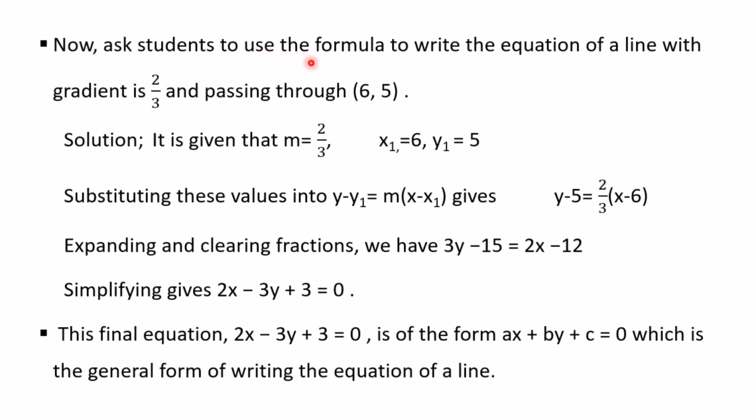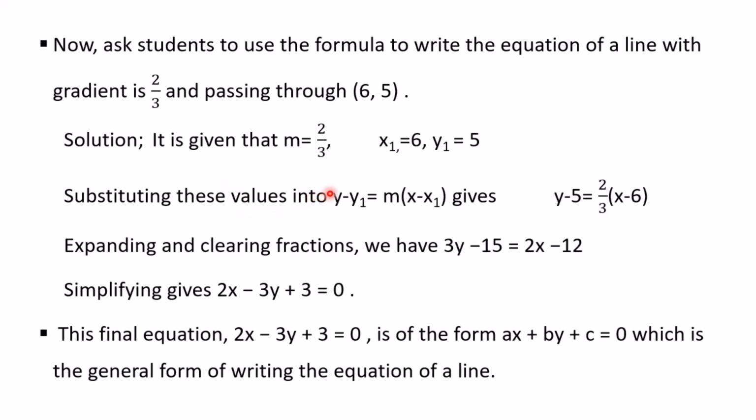Now, ask your students to use the formula to write the equation of a line with gradient 2 over 3 and passing through the point (6, 5). So our solution is that our m is 2 over 3, x1 is 6, that is the x component, and the y component, that's y1, is 5.